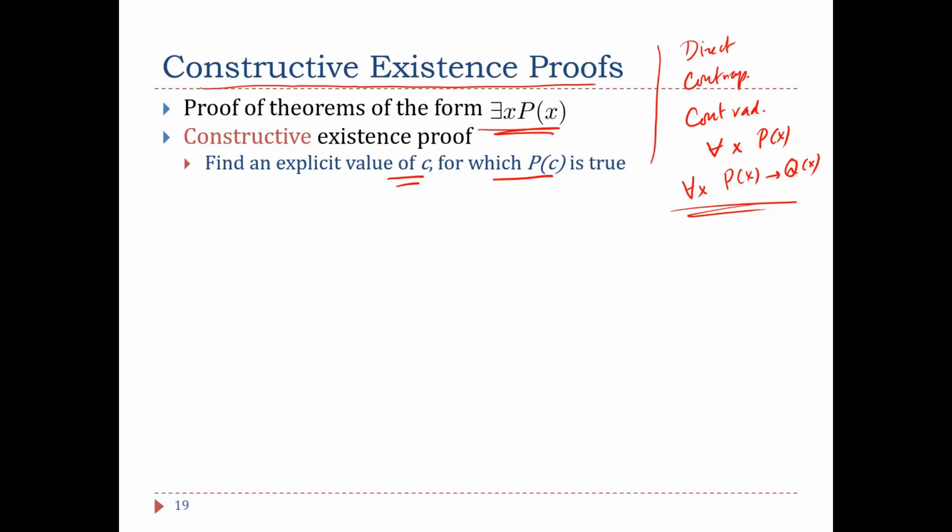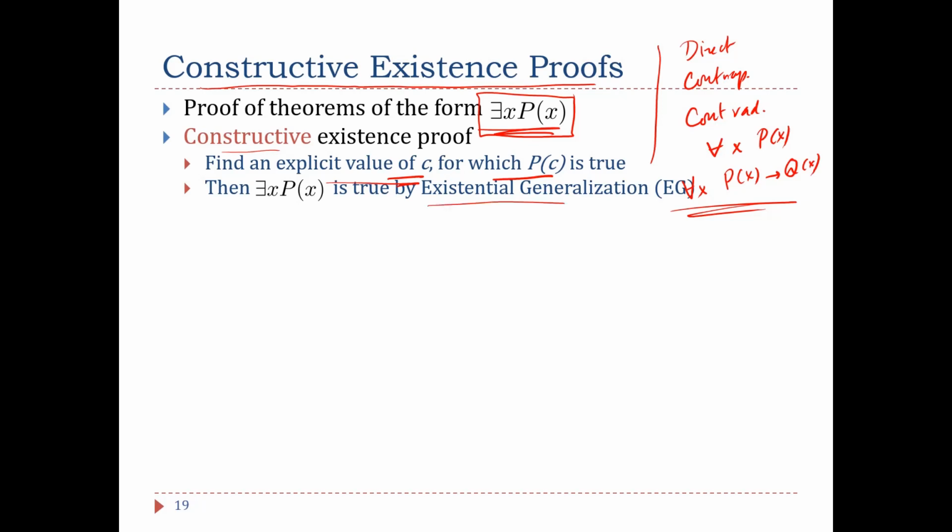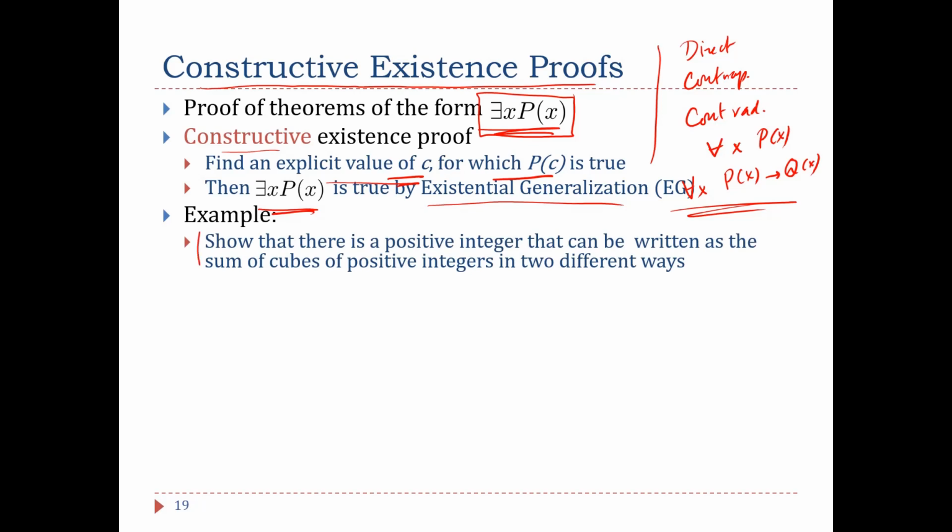So when it comes to properties of this form, there is an x such that p of x is true, what's called constructive existence proof, well, it's sufficient to find one particular value, one explicit value for which the property holds, and hence you can generalize it using existential generalization to this desired form. Example, if you want to prove this property, you want to show that there is a positive integer that can be written as the sum of cubes of positive integers in two different ways. Well, you have to find that integer, okay?